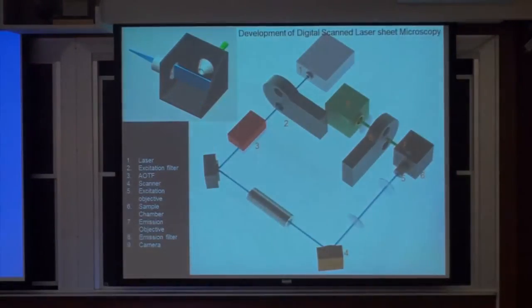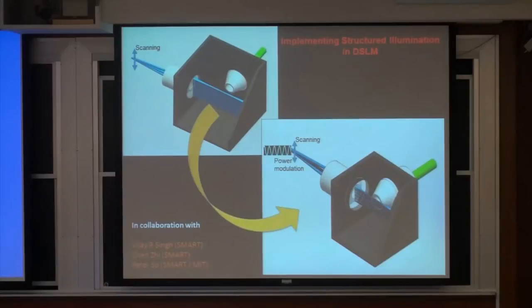To check the background haze, we implemented one small modification in the earlier method. We introduced structured illumination into it. This part is done in collaboration with Vijay from Peterson's group and Chenzi from George's group, and of course with Peter, with several discussions. Compared to the earlier method, where I scanned from the side to make the laser sheet, now I'm doing very fast modulation of the laser during the scan. So in one case I am scanning from top to bottom, and in another case I'm doing off and on from top to bottom. So you can imprint a pattern on your sample like that.